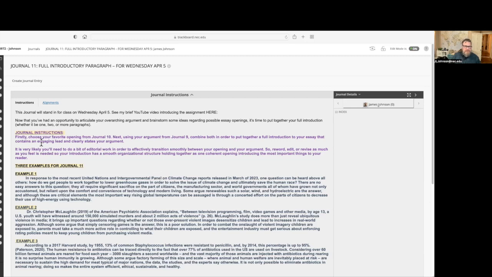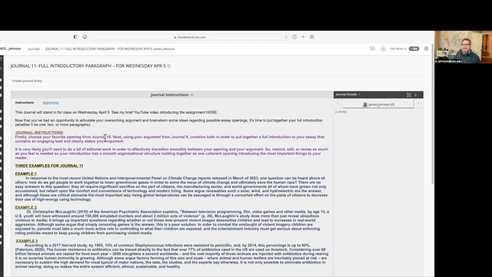So the journal instructions say, firstly, choose your favorite opening from Journal 10. Next, using your argument from Journal 9, combine both in order to put together a full introduction to your essay that contains an engaging lead and clearly states your argument. Here's the important part. It is very likely you'll need to do a bit of editorial work in order to effectively transition smoothly between your opening and your argument. So reword, edit, or revise as much as you feel is needed so your introduction has a smooth organizational structure holding together as one coherent piece.